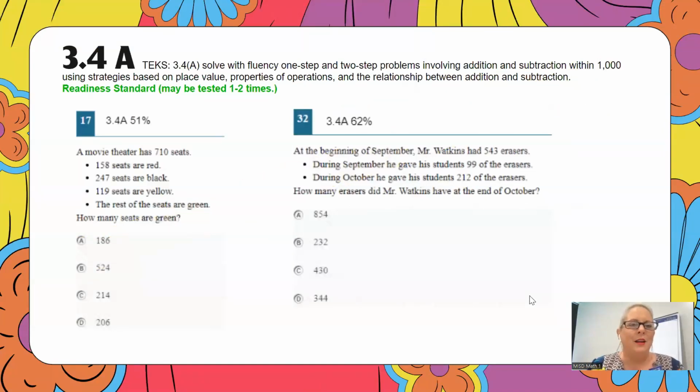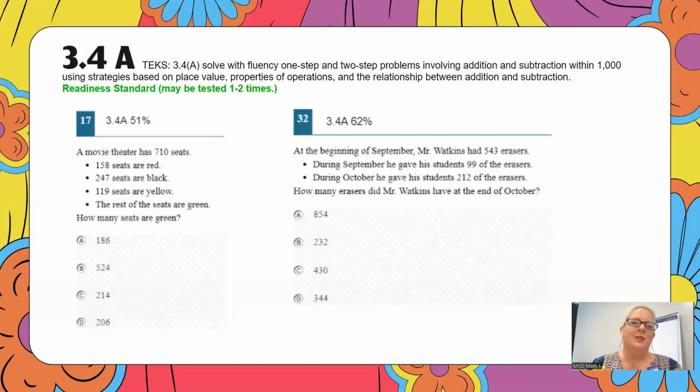Okay, so we're going to start off with the TEK 3.4a. We have two TEKs coming up next week. This one is a readiness standard, which means it could be tested multiple times, 1 to 2 times. Any readiness standard can be tested that many times, and our supporting are tested 0 to 1 time. So this is a heavy hitter for us in third grade, and we've been working on it for quite a while, haven't we?